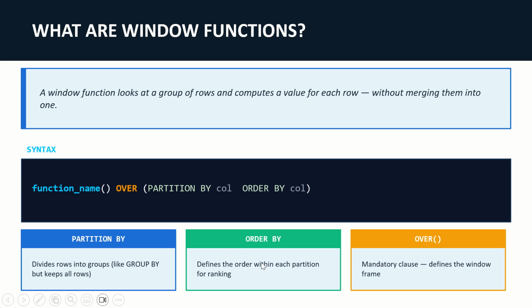Then this is ORDER BY. It defines the order within each partition for ranking. Since here we are interested in row number or ranking, we essentially need to provide ORDER BY on which column we want to do the ordering or sorting. So this is very important. Then we have OVER. This is a mandatory clause, as I mentioned, and it defines the window frame.